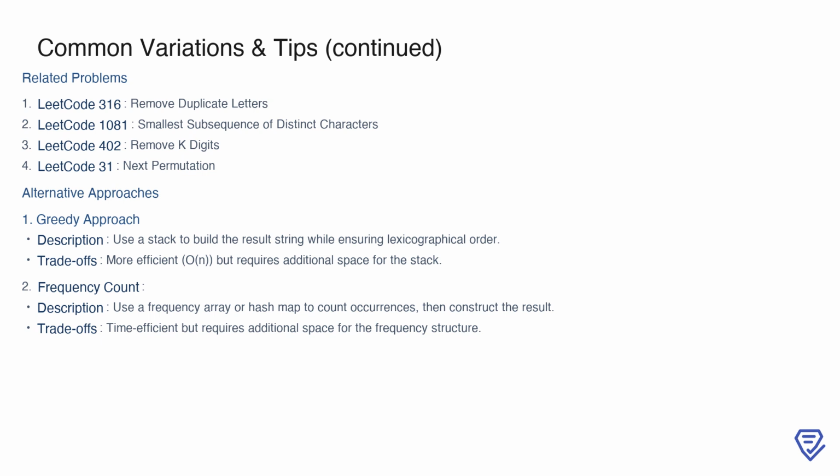To tackle these problems, alternative approaches can be very effective. One such approach is the greedy method, where you use a stack to build the result string while maintaining lexicographical order. This method is highly efficient with a time complexity of O(n), but it does require additional space for the stack. Another option is the frequency count approach. Here, you use a frequency array or hash map to track character occurrences and then construct the result based on this data. This method is also time efficient but comes with the trade-off of needing extra memory for the frequency structure. Exploring these approaches can help you find the most suitable solution for different variations of the problem.